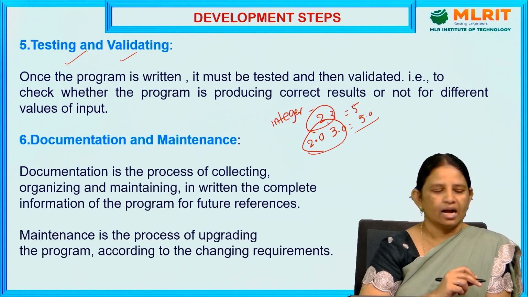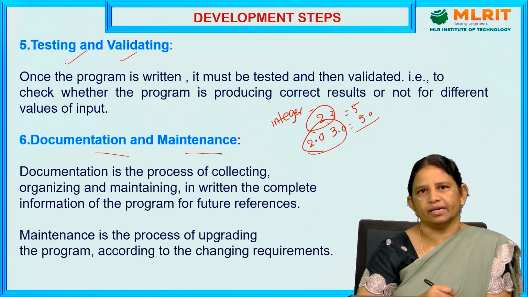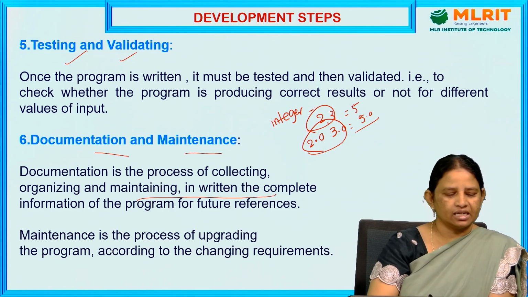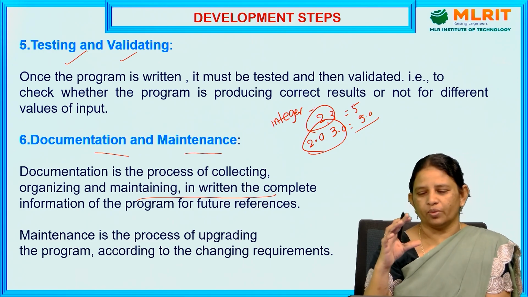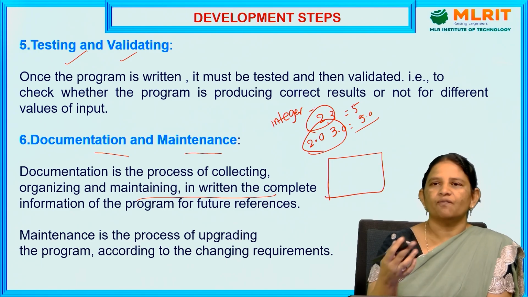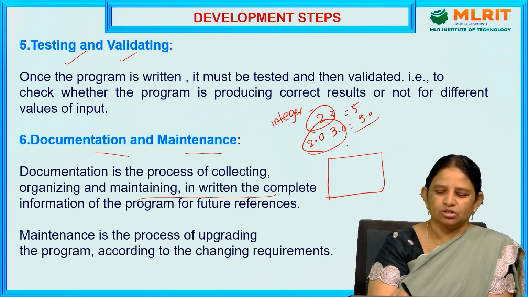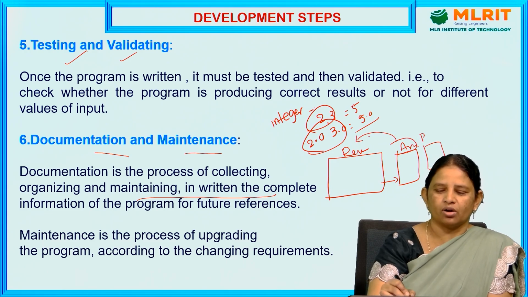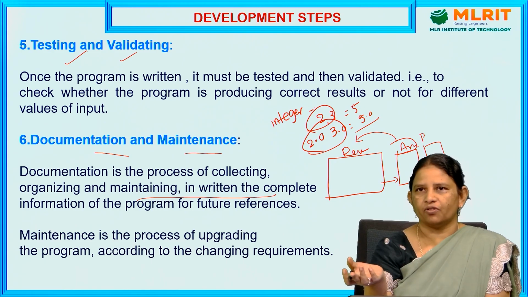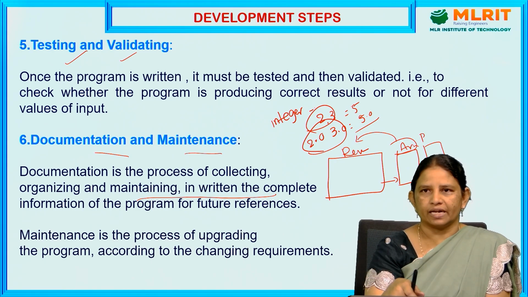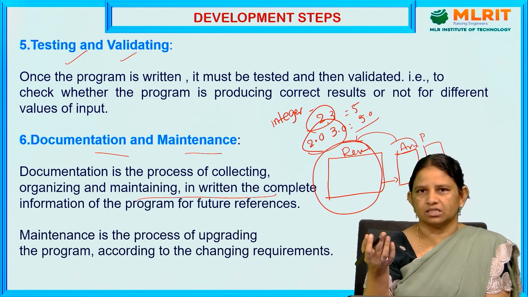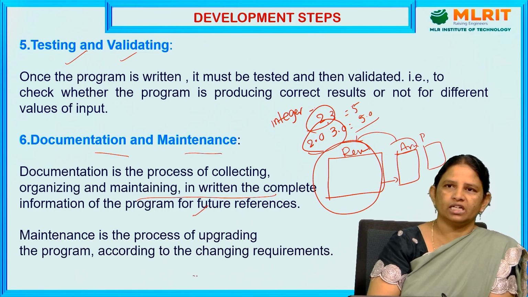And the sixth one is documentation and maintenance. Documentation and maintenance means whatever program you have written, we need to collect and organize the data for documentation purposes. That means we need to save the program for further reference. Today I have done the program that is a reverse of a number. For future reference, I am going to use the same logic for finding whether a number is Armstrong or a palindrome. For that reference, I need to save the program in some drive or folder for future reference. That is called documentation and maintenance.